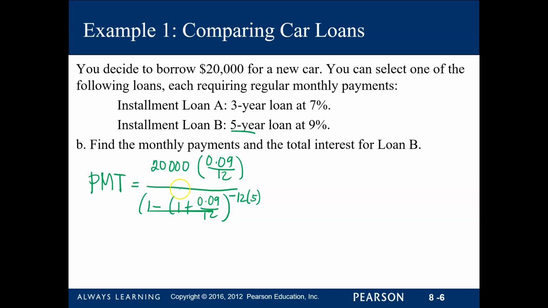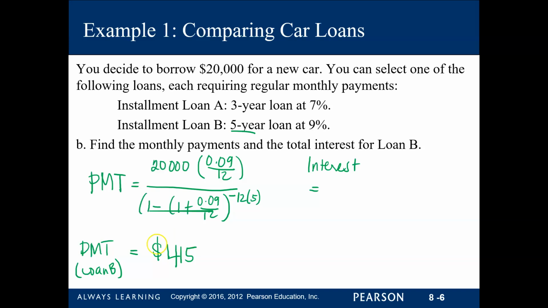Okay? And so, once you put this into the calculator, the monthly payment for loan B is going to be around $415 every month. Okay? So, it's cheaper than the monthly payment of loan A. But let's take a look at the interest to be paid.